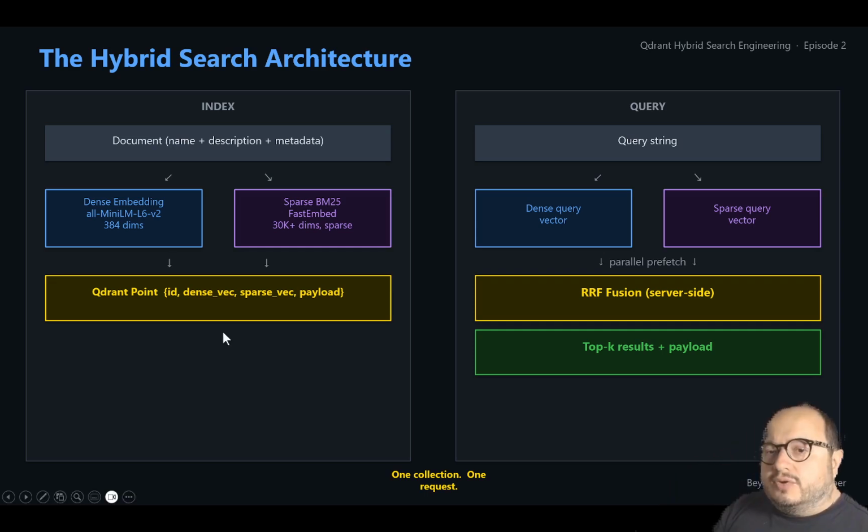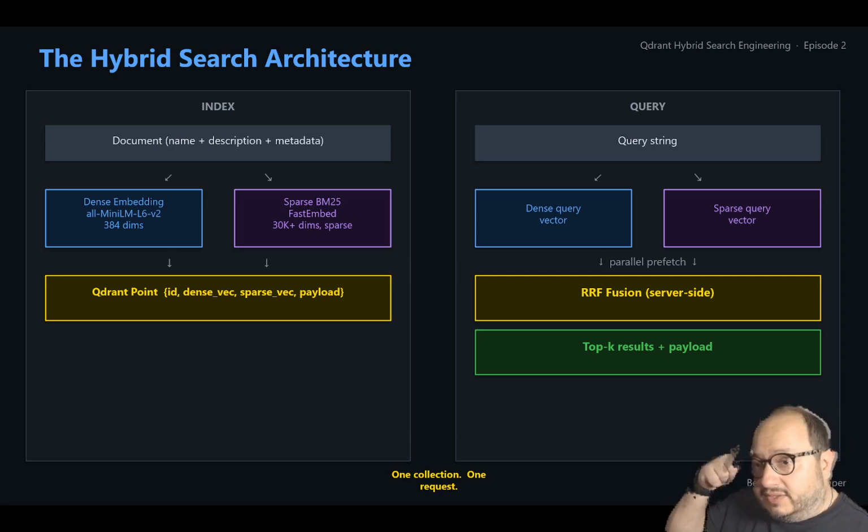Here is the architecture of what we are building today. Two sides, indexing and query. On the indexing side, we take a document, in our case a product record with the name, description and metadata, and we generate two representations. First, a dense embedding from sentence transformers all-MiniLM-L6-v2, a 384 dimensional float vector capturing semantic meaning. Second, a sparse BM25 vector from FastEmbed, a high dimensional sparse vector capturing lexical weights. We upsert both into a single Qdrant point with payload metadata.